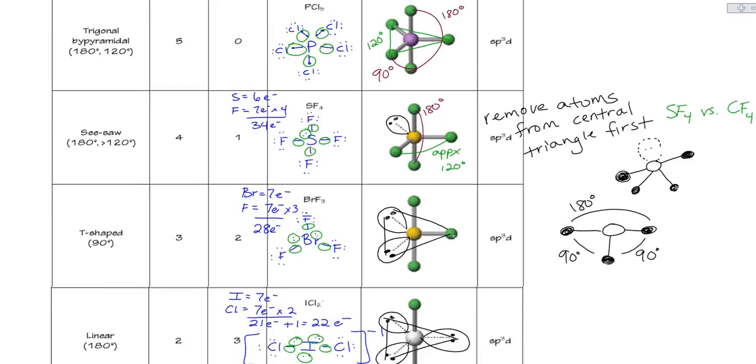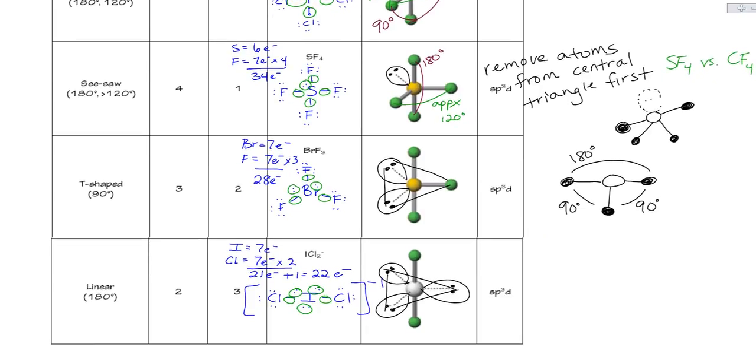And then finally, if you remove all 3 atoms around the central triangle and replace them with lone pairs, what you're left with is really just another form of linear, 180-degree angles.